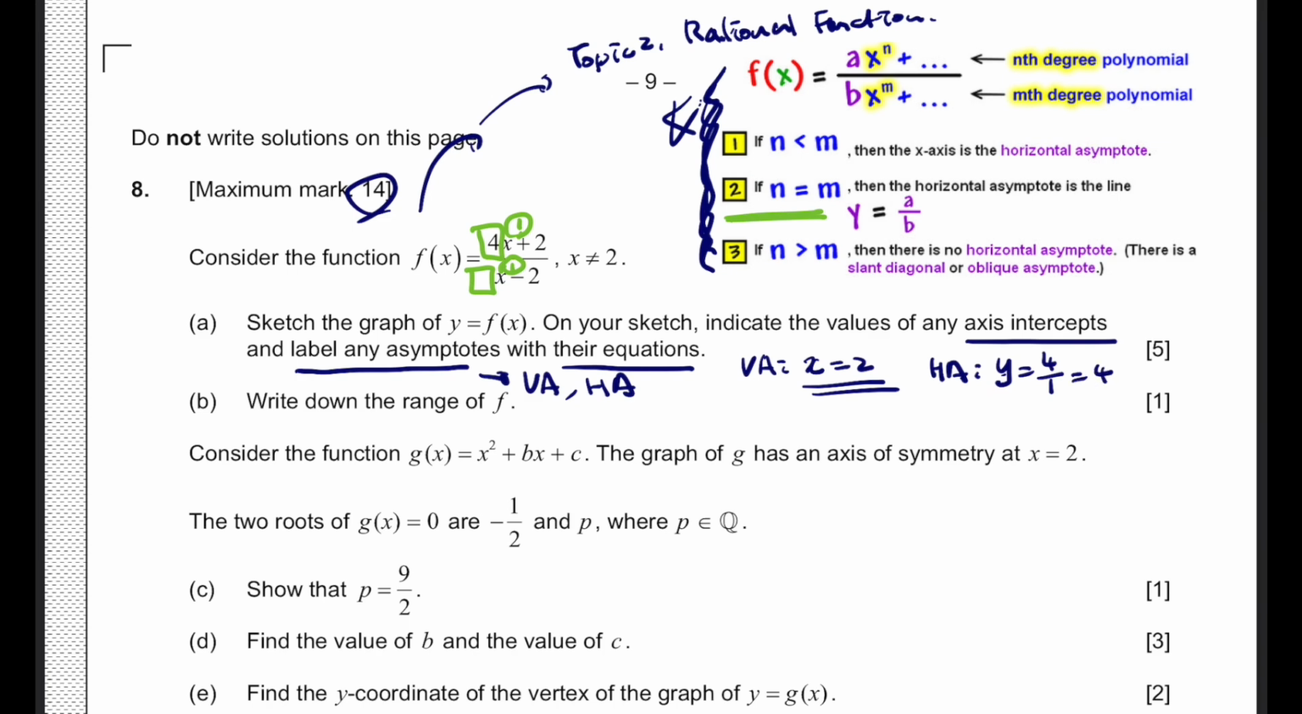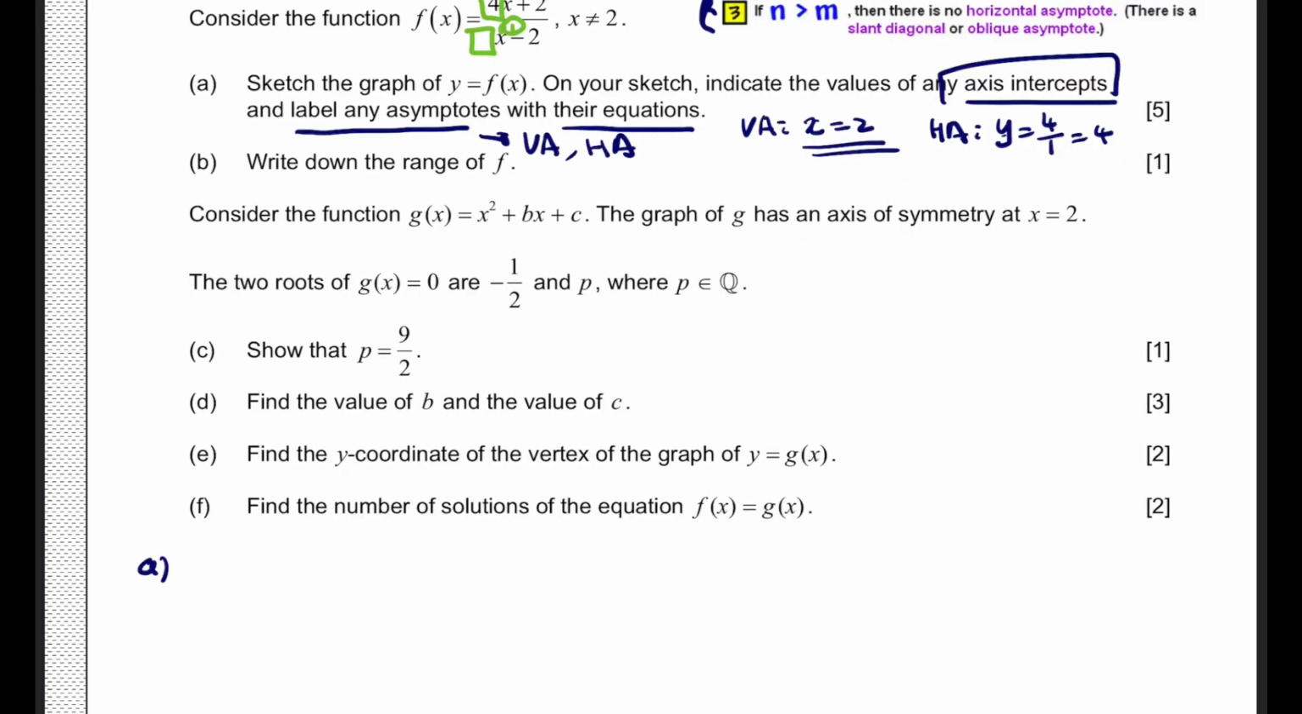And we also need to identify the x-intercepts and the y-intercepts. So let's do this below here. For question A, we know that the vertical asymptote is x minus 2 equals 0, so x equals 2. The horizontal asymptote is y equals 4 over 1, or 4, using the formula.